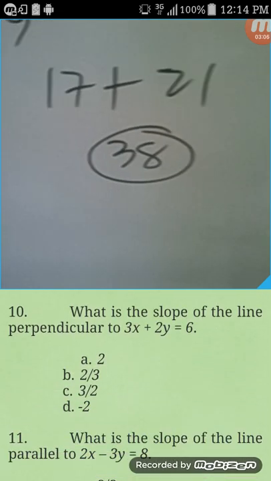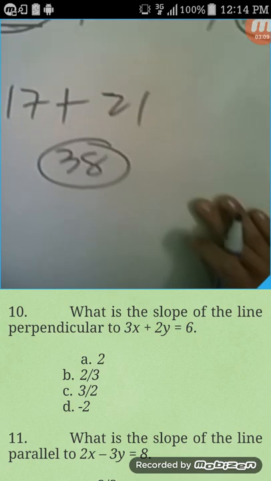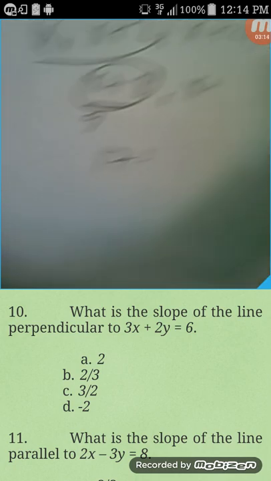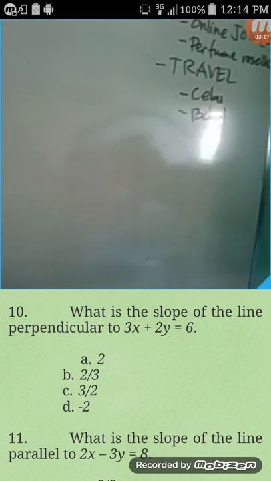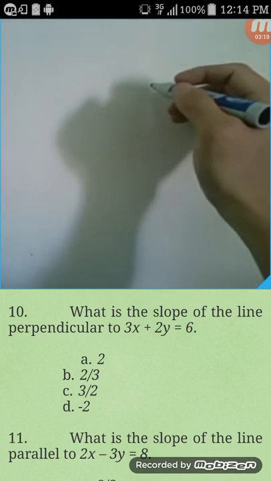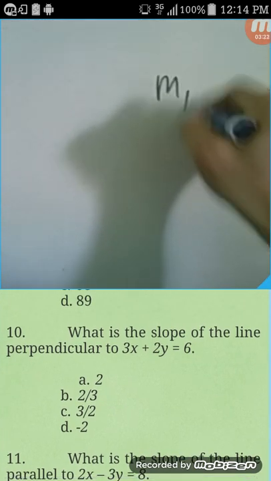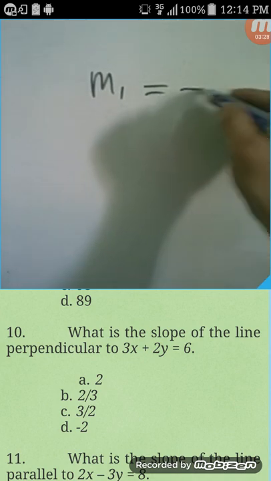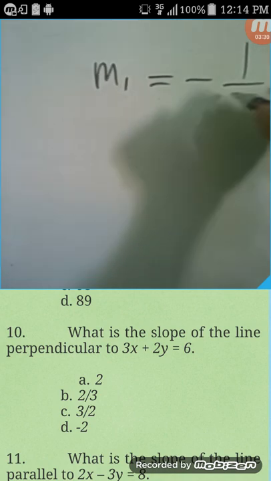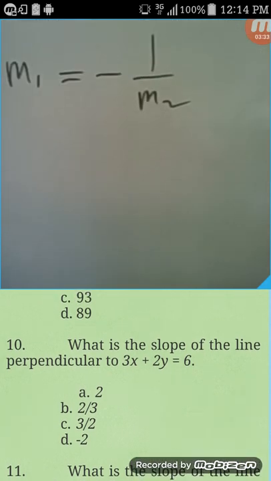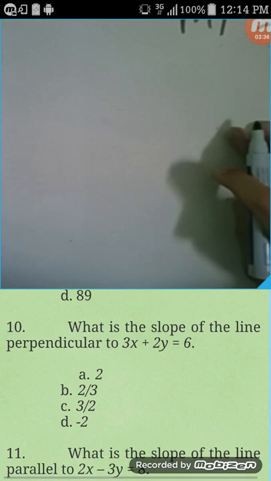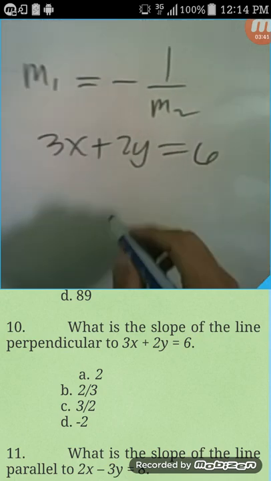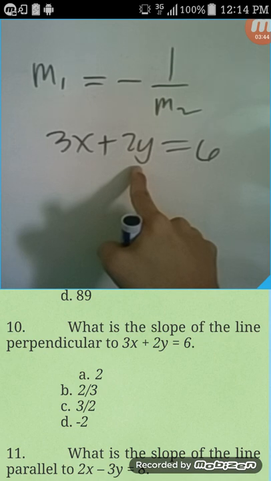Next one: what is the slope of a line perpendicular to 3x plus 2y equal to 6? When I say perpendicular, that means the two lines form 90 degrees. In perpendicular lines, the slope of the first line must always be equal to the negative reciprocal of the slope of the other one. Since we have 3x plus 2y equal to 6, we have to change this into slope-intercept form.